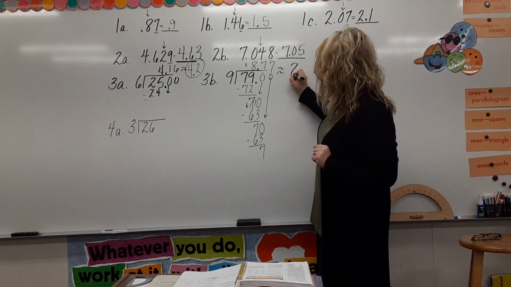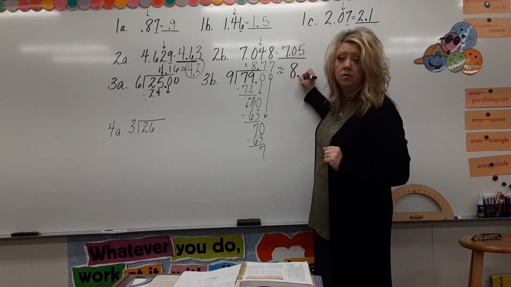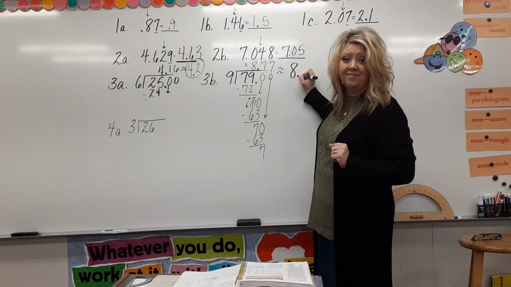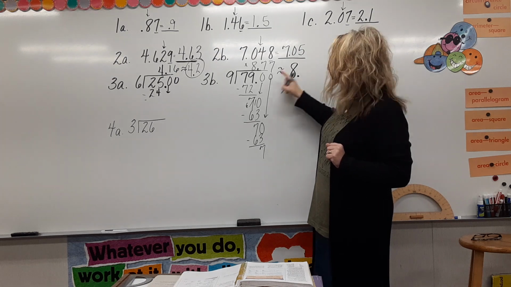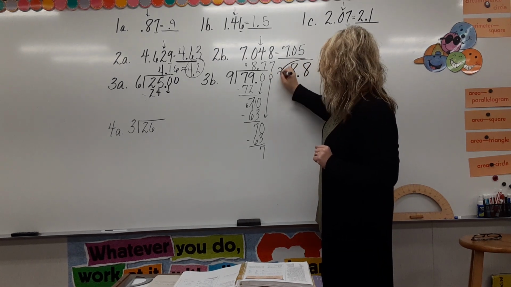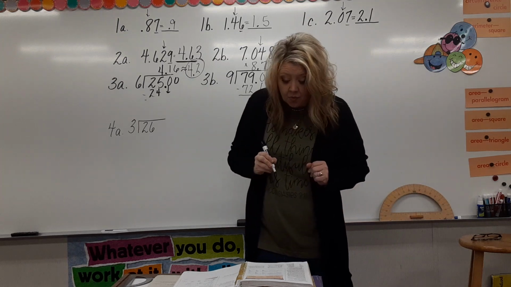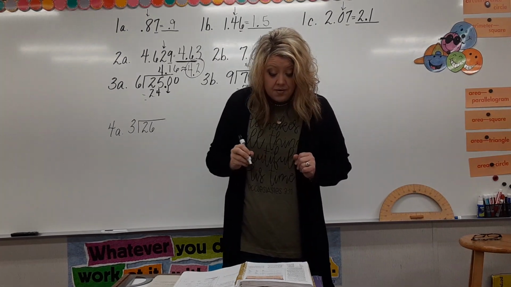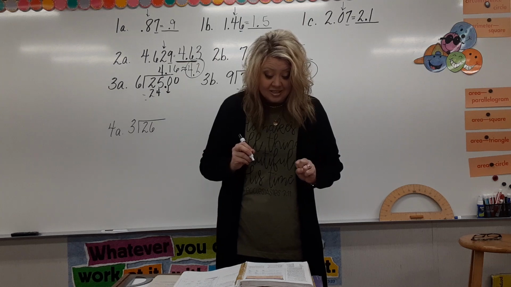And so I'm rounding it to the tenths. Do you think you know the answer? If you said 8.8, you are correct. Why? Because this 7 causes that 7 to round. So it's 8.8.